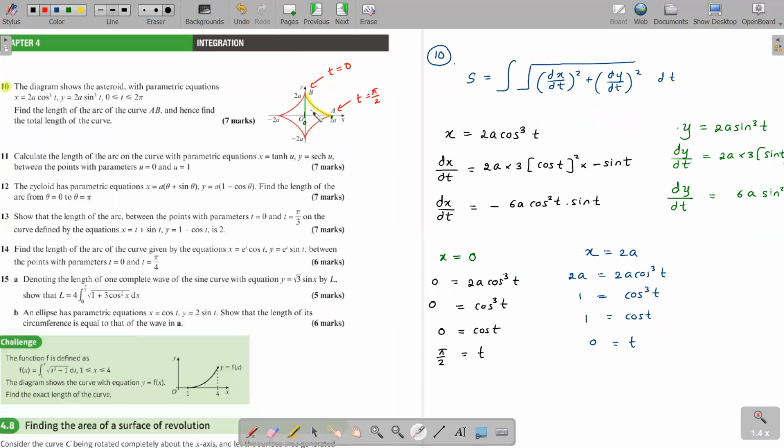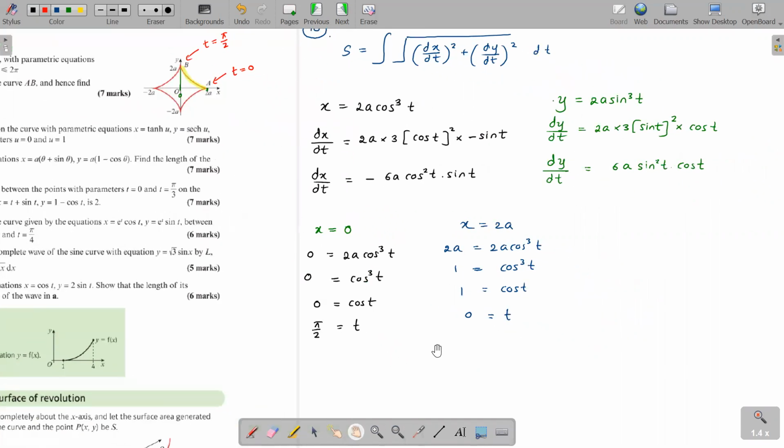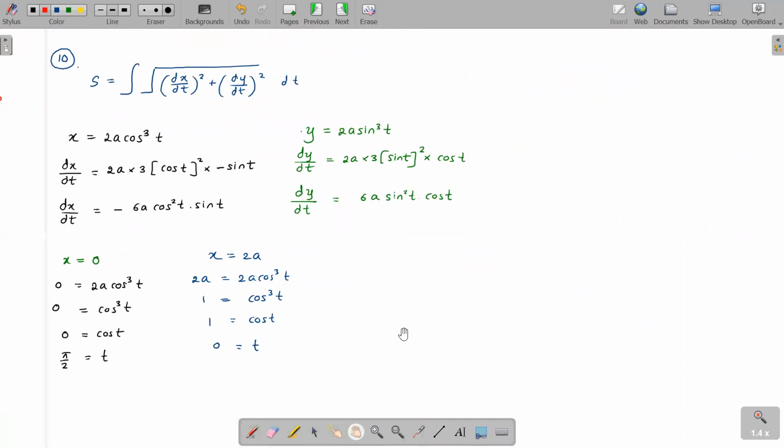So I'm using the limits from 0 to 2a. So basically 0 to pi over 2. Did I do it correctly? Yeah, when x is 2a, t is, sorry, I had to correct this, right? Yeah, when x is 0, t is pi over 2. And when x is 2a, t value is equal to 0. Let's input the values to the equation.